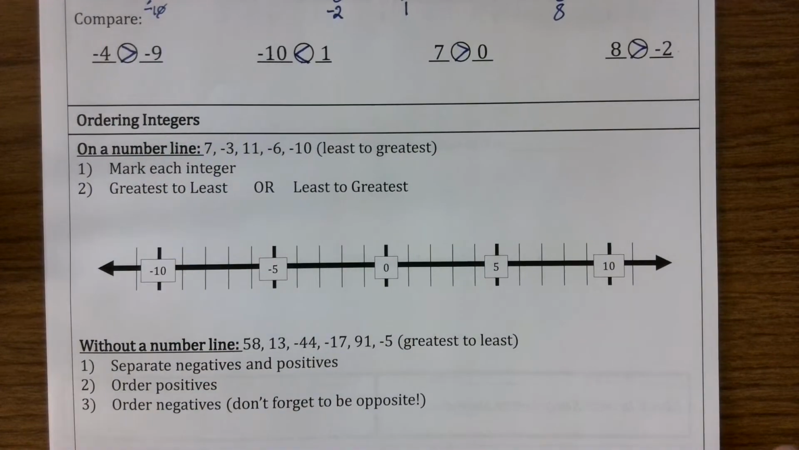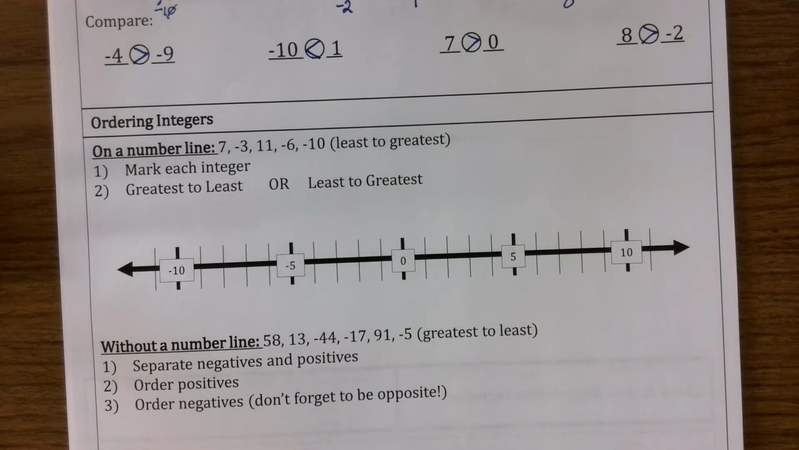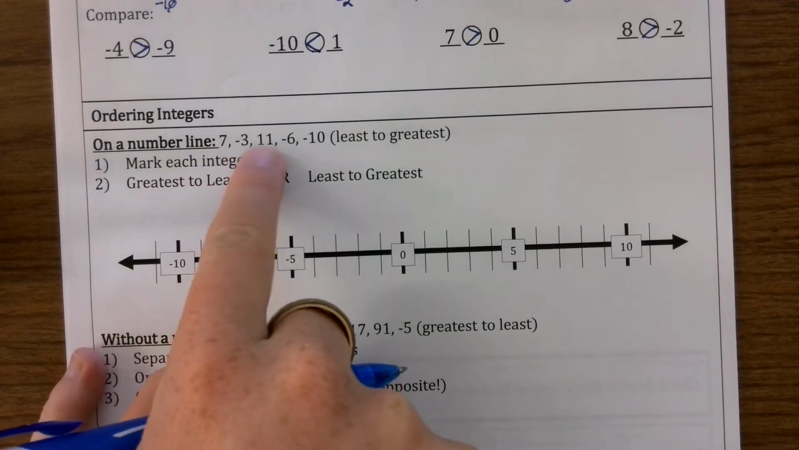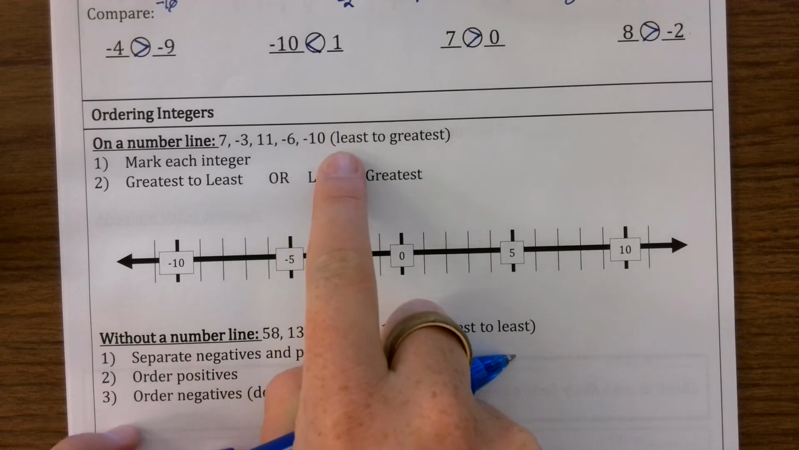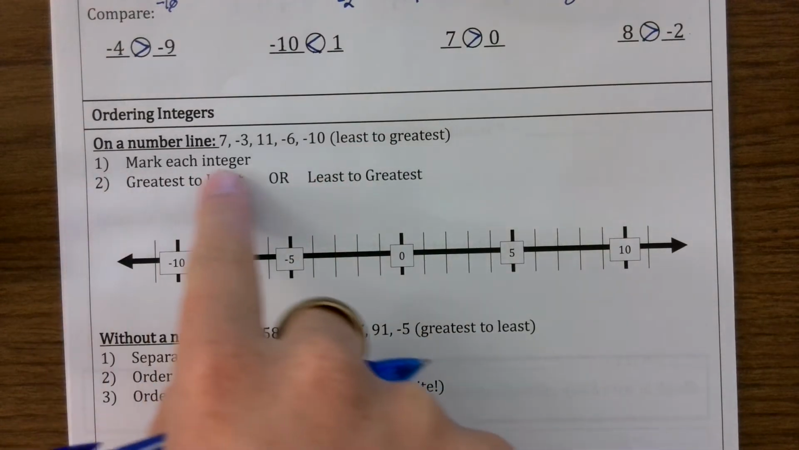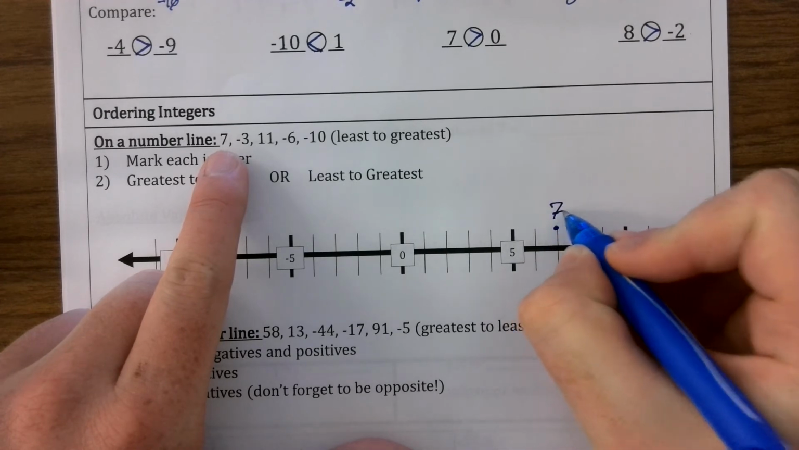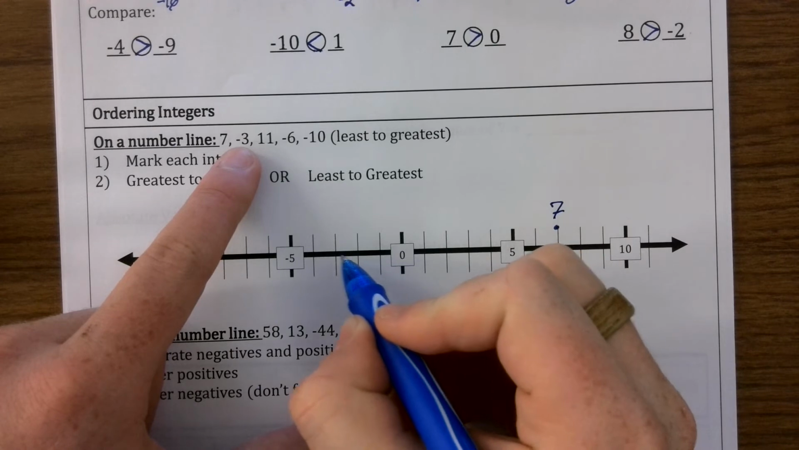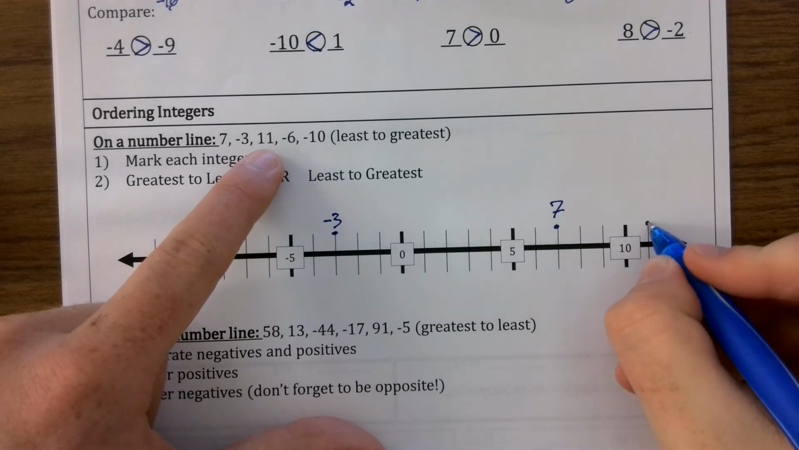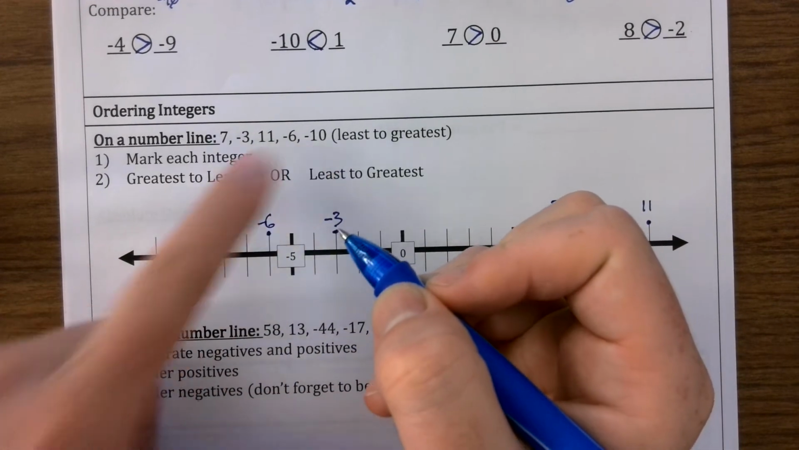Now, let's talk about ordering integers. All right, on a number line, the easiest way to do it is just to mark each integer. So we're going to order 7, negative 3, 11, negative 6, and negative 10 from least to greatest, or from smallest to biggest. Step 1, we're going to mark each integer on the number line. Start 7, so 5, 6, 7. Negative 3, 0, 1, 2, 3. Make sure you put your negative in front of it. 11, so here's 10, 11. Negative 6, negative 5, negative 6.